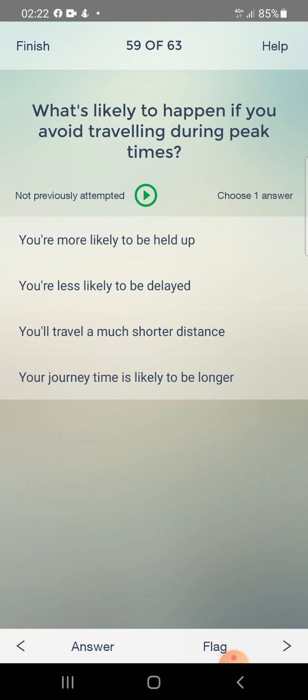What's likely to happen if you avoid traveling during peak times? You are more likely to be held up. You are less likely to be delayed. You will travel a much shorter distance. Your journey time is likely to be longer. You are less likely to be delayed.